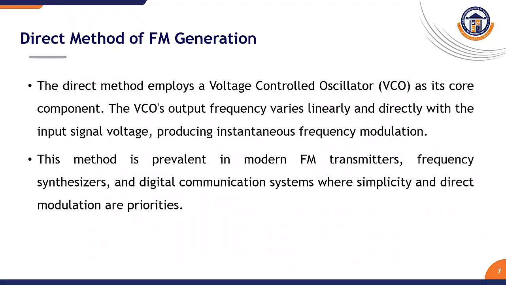So first one is your direct method. In the direct method of FM generation, the frequency of the carrier signal is directly varied based on the message signal. This is usually achieved with the help of a VCO, which is a voltage controlled oscillator. In a VCO, the output frequency changes linearly with the input voltage. So when the message signal is applied to the VCO, the carrier frequency varies with respect to the message signal, which results in frequency modulation.